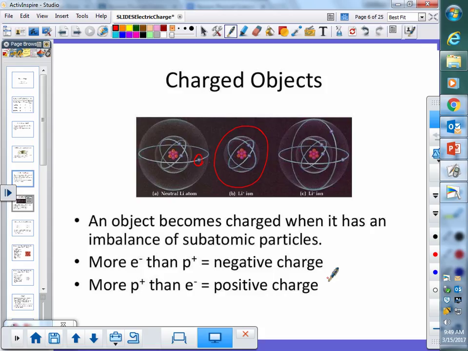And so when we talk about things gaining a charge or becoming charged, an object becomes charged when it has an imbalance of subatomic particles, right? If it has more electrons than protons, it's going to have a negative charge because it has more negatively charged electrons than positively charged protons. If it has more protons than electrons, it's going to have a positive charge.